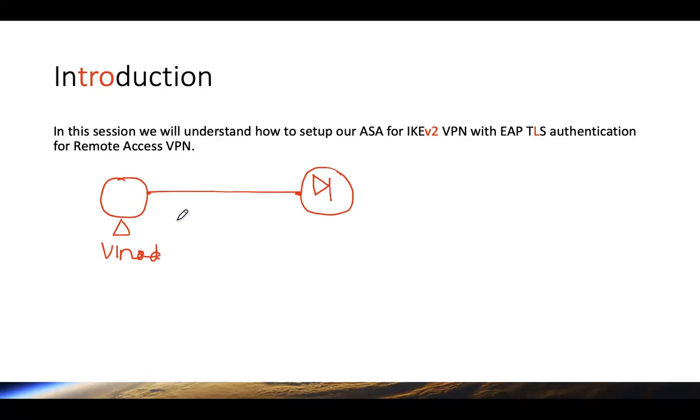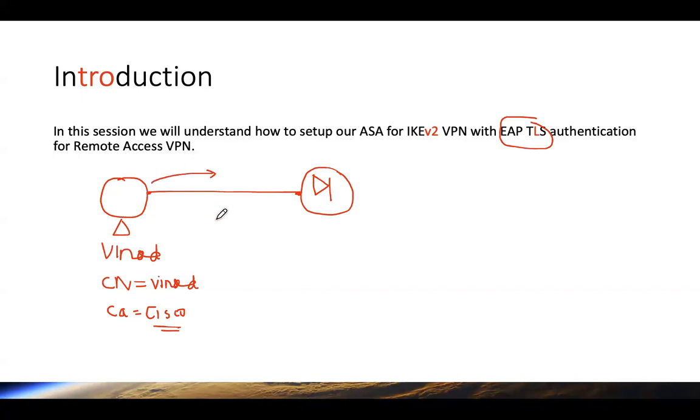And user Vinod is issued a certificate with a private key installed on it. The CN would be Vinod. And the CA who assigned the certificate to user Vinod is Cisco. So when we are trying to configure EAP TLS based authentication, the user, when it tries to connect to the VPN, has to provide its certificate to Cisco ASA.